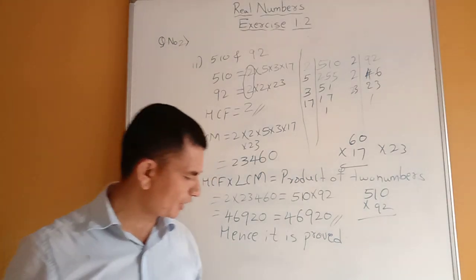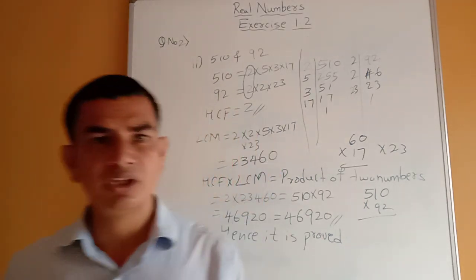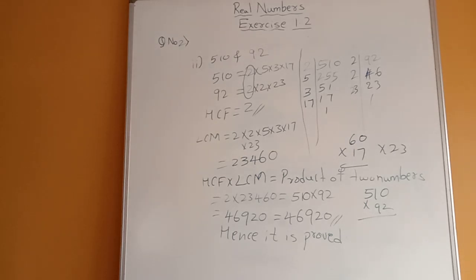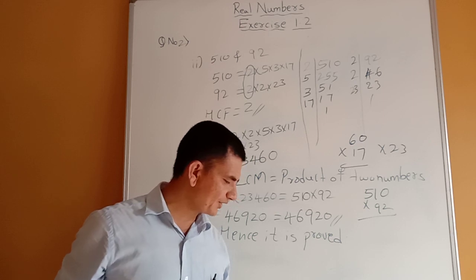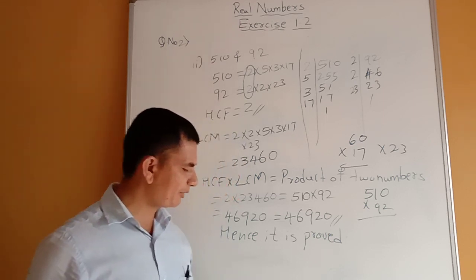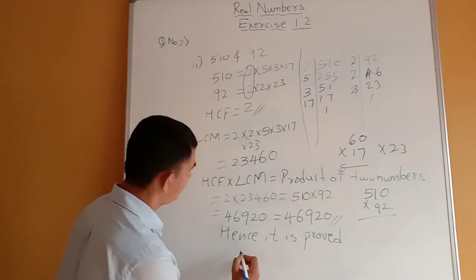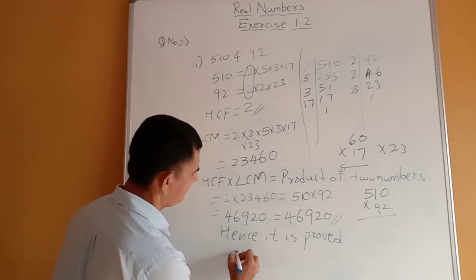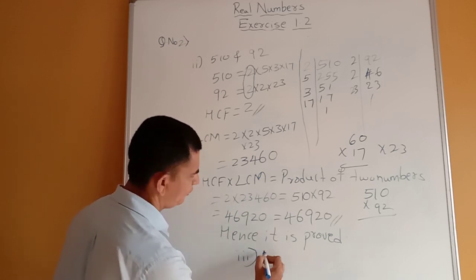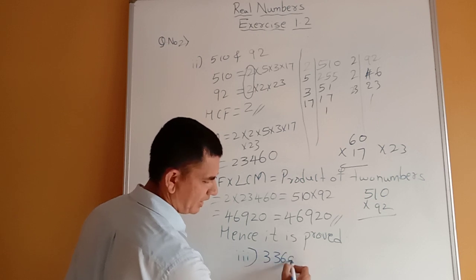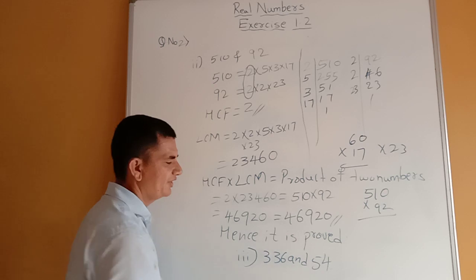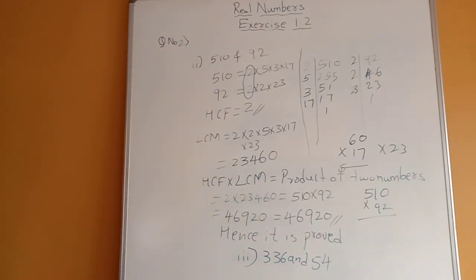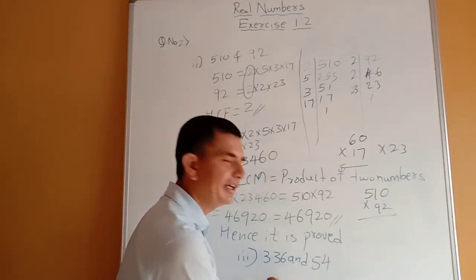Okay students, is it understood? This is how to find out the LCM and HCF. Now today in this exercise 1.2 we have completed first and second one. Now the next third question I am going to give you to practice at home. That is 336 and 54. The numbers are small, so you can practice it easily. All the students, you have to practice that sum.